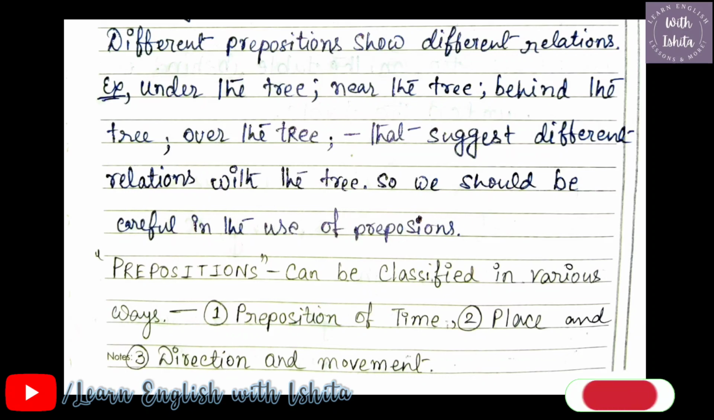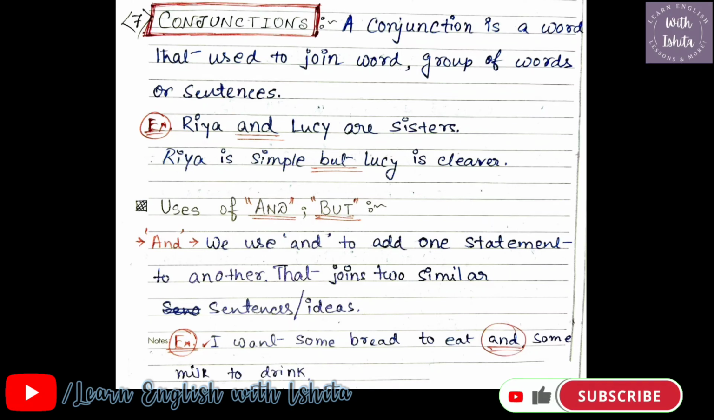Now moving to the next part, that is conjunctions. A conjunction is a word that is used to join words, groups of words, or sentences. For example, Ria and Lucy are sisters. Ria is simple but Lucy is clever. In this sentence, I have joined both sentences with "and" and "but." So "and" and "but" are examples of conjunctions.